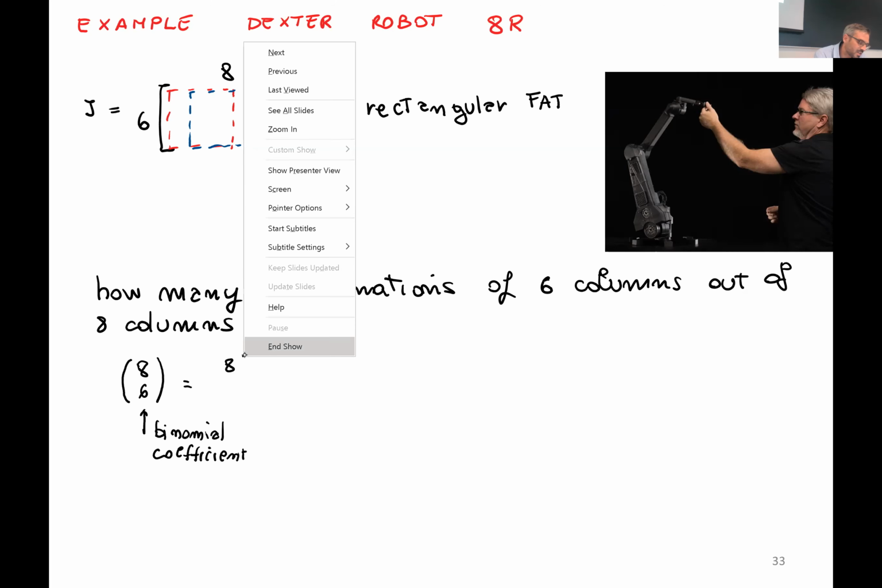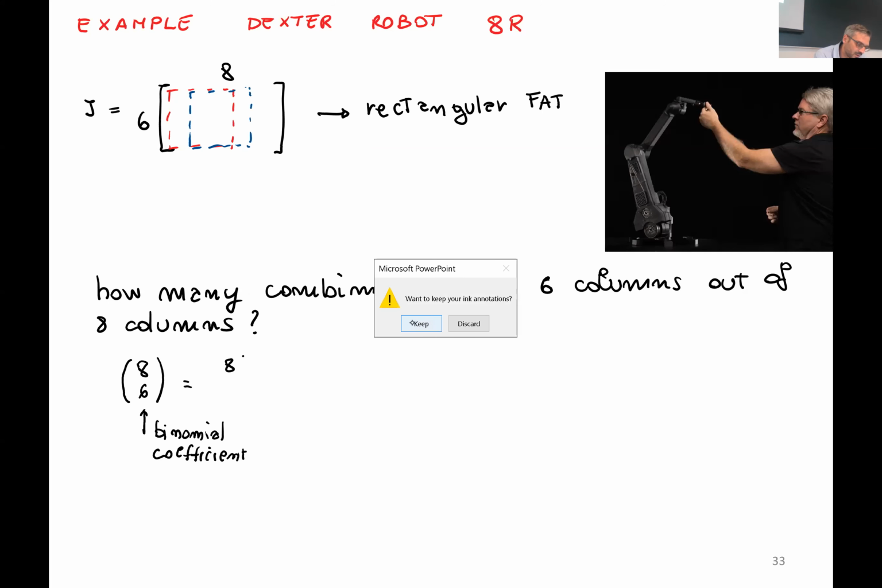What does the exclamation mark mean? Factorial. Oh my God. Oh.